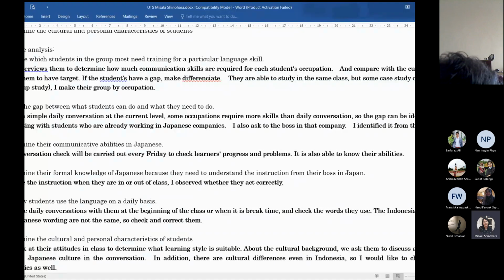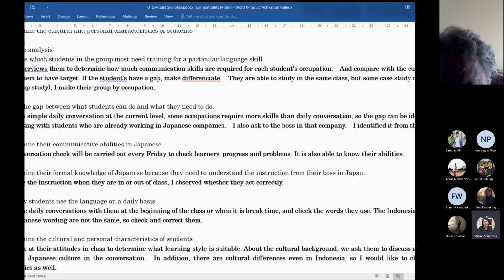So if it requires more skill than daily conversation, so in some work there is a need for more skill than daily conversation, like work in the hospital. So I tell them to study with the superiors who already work in Japanese companies, and I also often get updates from the boss in Japan, so I teach them as new information. So not using the old information. I often update how to communicate with Japanese people.